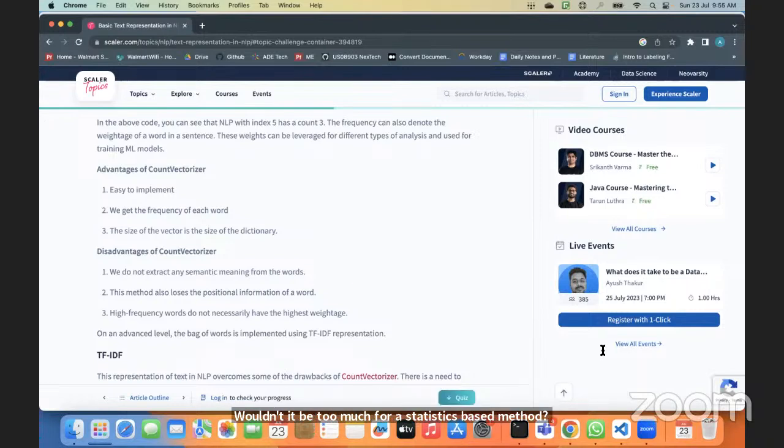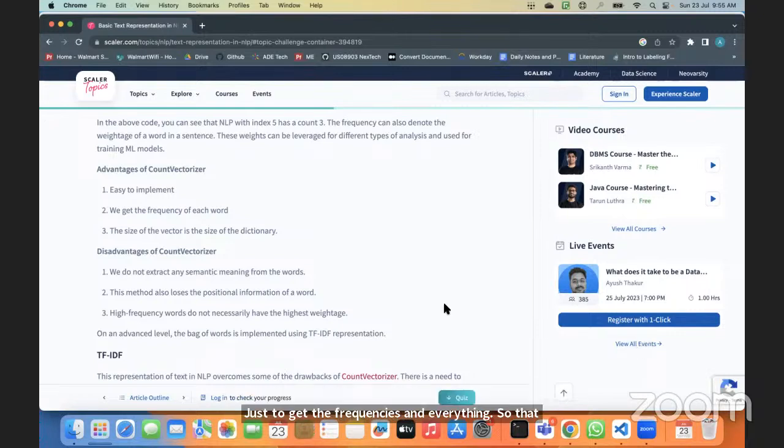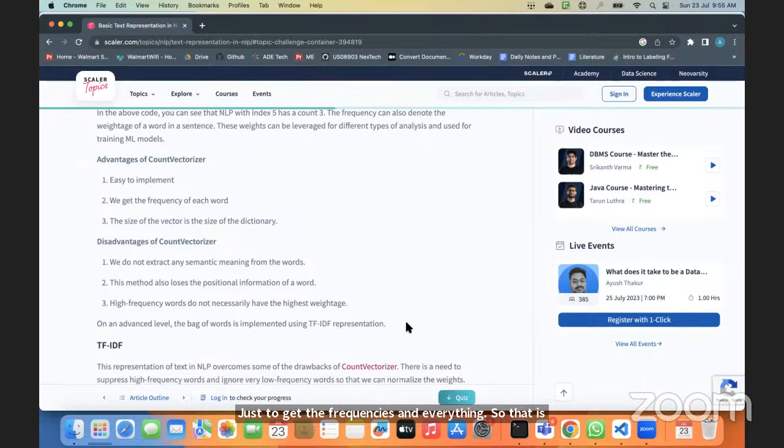Because let's say we are training this on 10,000 documents or 1 billion word tokens. So how will your vocabulary be? Your vocabulary will be the entire English dictionary. And that would not be very efficient, right? Storing the entire dictionary and then processing through it again and again just to get the frequencies and everything. So that is one negative point with representing dimensions with the size of the dictionary.